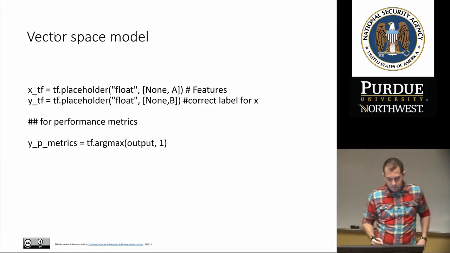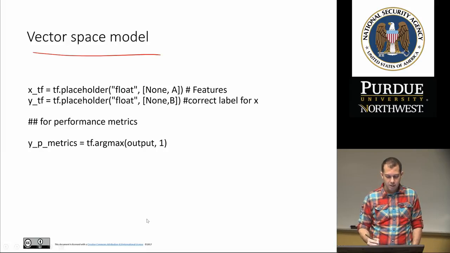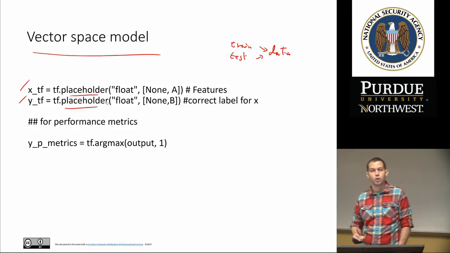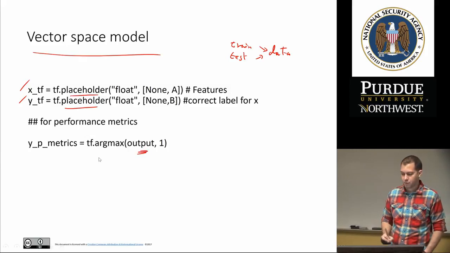All right, so here is the data, right? So our vector space model data. So you can see here now in the code we have the placeholders x_tf and y_tf, declared as float, and then remember a and b represent the features and number of labels. Right, so we create this data to store our train and test data. So these placeholders hold that data. And then I just explained what this does, but it has to do with the performance metrics.